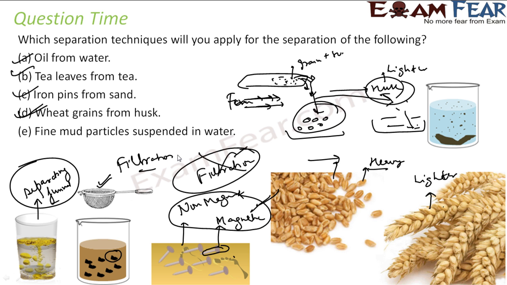Okay, fine mud particles suspended in water. So for fine mud particles suspended in water, we can actually use the sedimentation process. You can leave it for some time, all this will settle down, and you can use the filtration process also if you want to filter it out better. Or you can use centrifugation for immediate sedimentation as well, or you can leave it for some time and it will come down. So many steps you can use actually. You can use sedimentation, you can use filtration, you can use centrifugation. You can use all three combined actually in this.